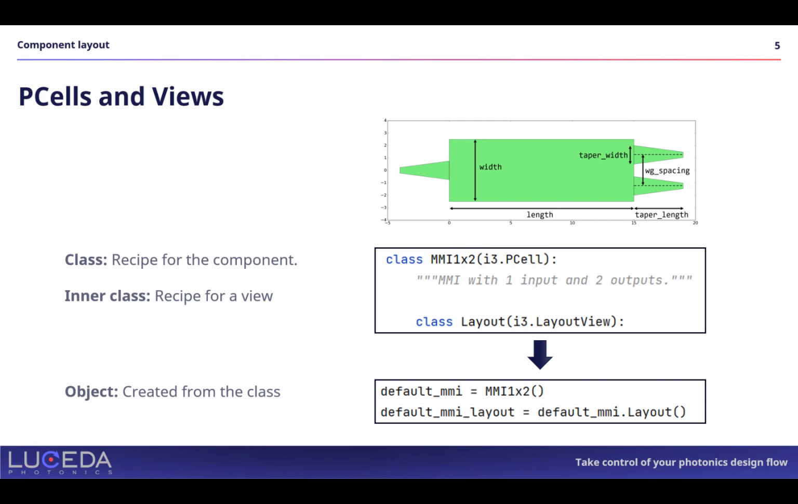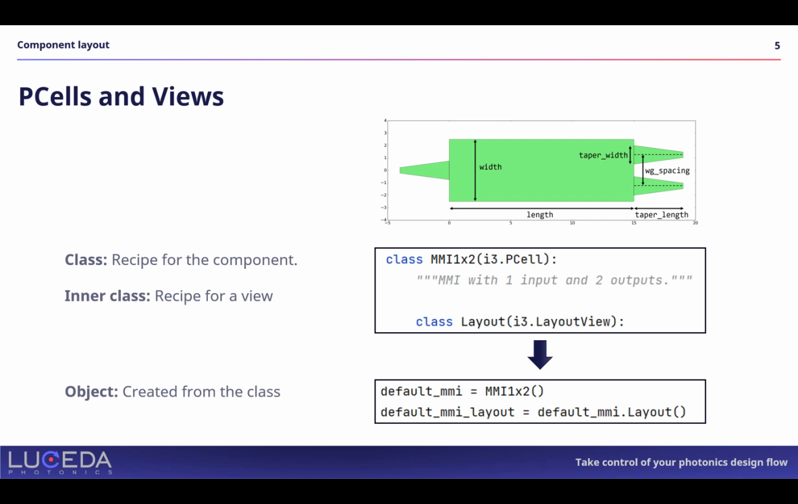In IPKISS, P-cells are represented by a Python class. The components themselves are therefore objects created from that class. To create your own P-cells, you need to inherit from i3.pcell. In this example, we create a new class called MMI1x2, which inherits from i3.pcell.